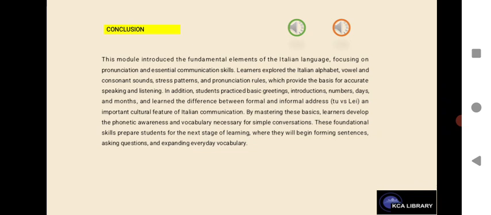An important cultural feature of Italian communication. By mastering these basics, learners developed the phonetic awareness and vocabulary necessary for simple conversations. These foundational skills prepare students for the next stage of learning, where they will begin forming sentences, asking questions, and expanding everyday vocabulary.